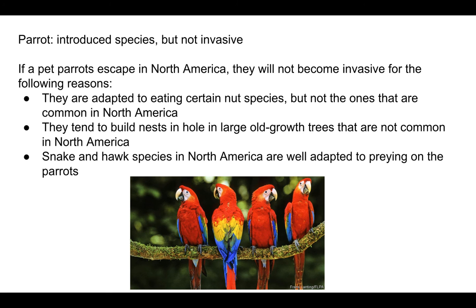They typically build their nests in holes in very large old trees, of which there are not a lot in their new environment. And they have predators. There are snakes and hawk species that prey upon them, so it keeps their numbers in check. They're out there, they're reproducing, but their carrying capacity is really low.